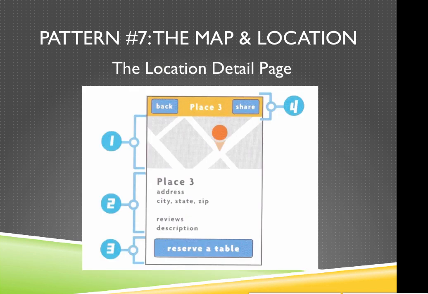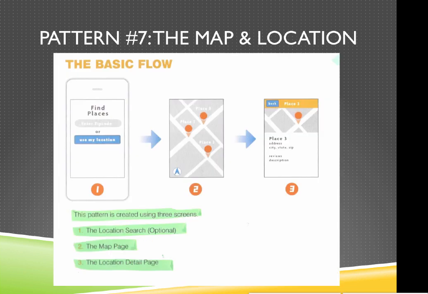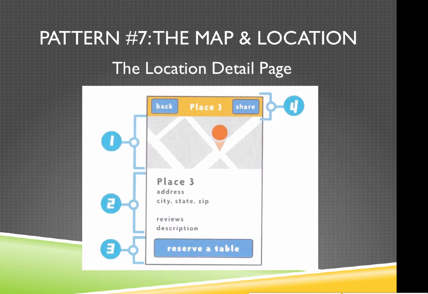All right, so let's kind of talk a little bit more about the location detail page. The map view, like I said, is most often followed by the option of viewing a location detail page screen. And this is usually done when the user selects a pin on the map page. So for example, this red orange pin here, if we go back to number 2 screen, if you press one of those pins, it'll take you to screen number 3. And then, of course, this is the location detail page.